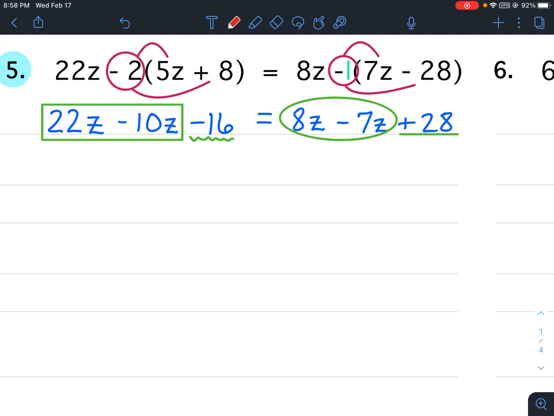22 minus 10 would give me 12, so that would be 12z. Bring down the -16. Keep the equal signs lined up. 8z minus 7z, so 8 minus 7 would be 1, so that would be 1z. And nothing to combine with the 28, so I bring down the 28.